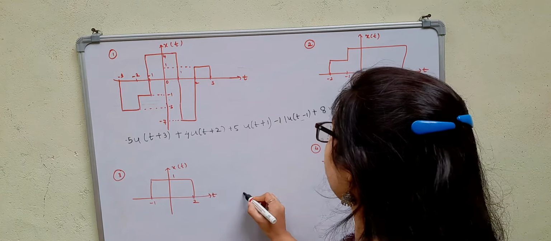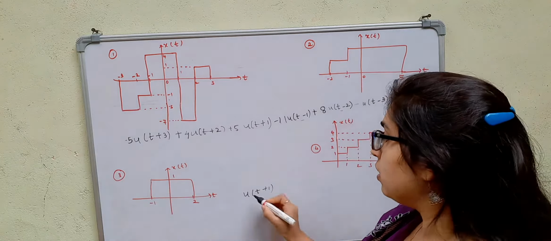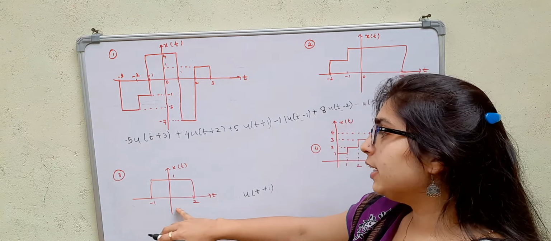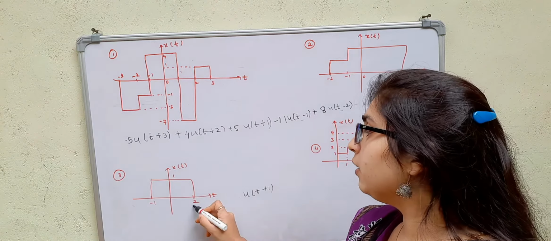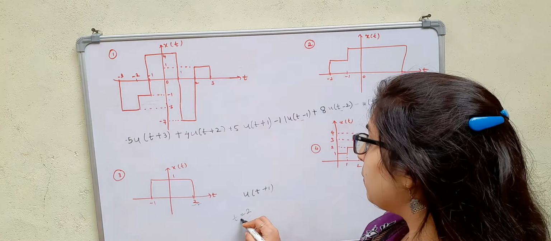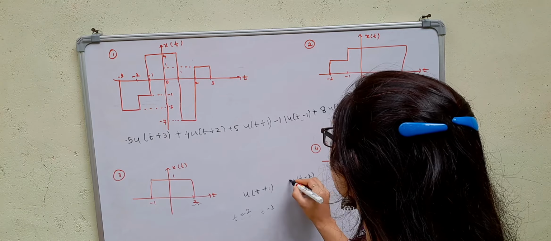So u of t plus 1, what is the step height? It is equal to 1, so this coefficient will be 1. Then till where it is still 2, it is continuing, but at t is equal to 2, it is changing its value, that means t minus 2. So u of t minus 2 I can consider, okay?